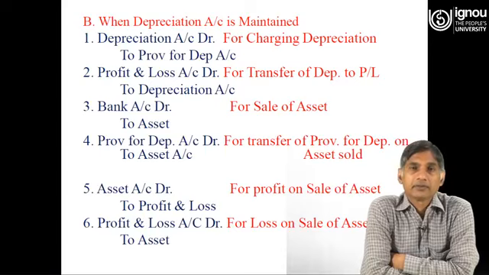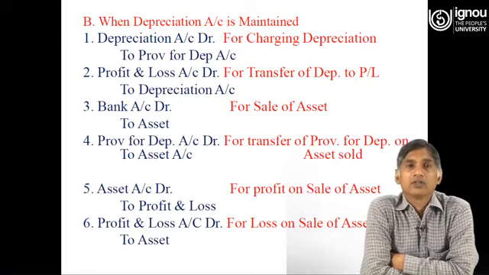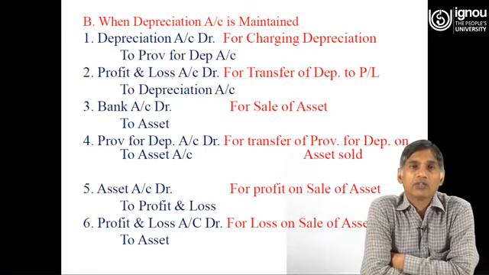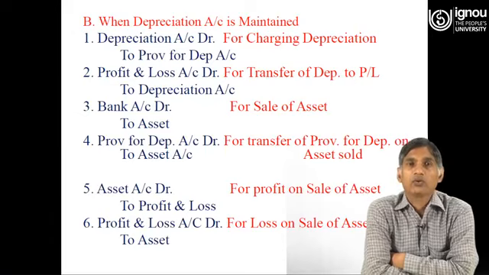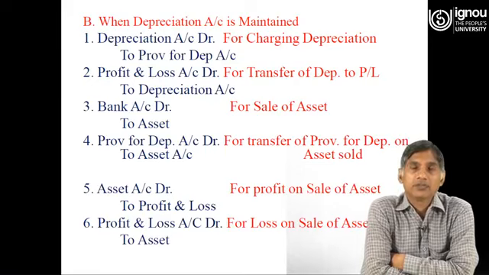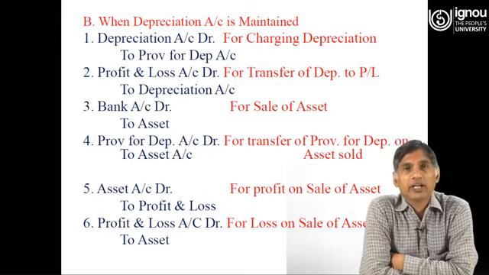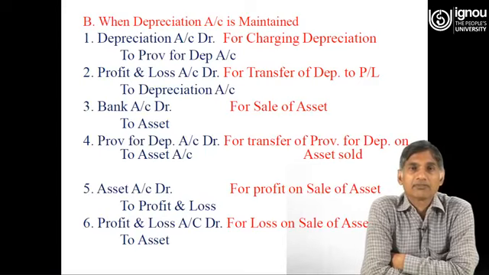Then for transfer of provision for depreciation on asset sold. Very simple: provision for depreciation account debit to asset, because when the asset is sold, the amount which we were transferring to provision for depreciation will be reversed.